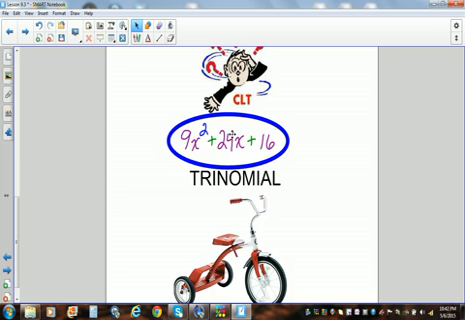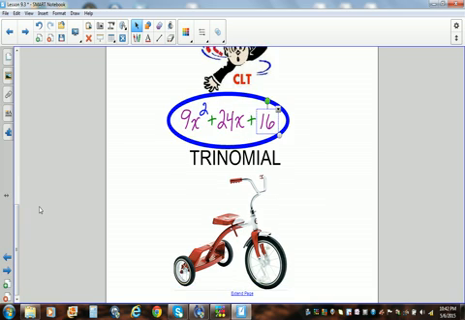And last but not least, because we have 1, 2, 3 terms, we call this a trinomial.